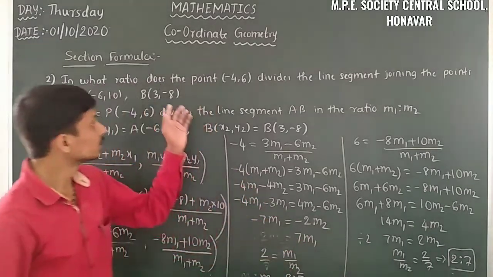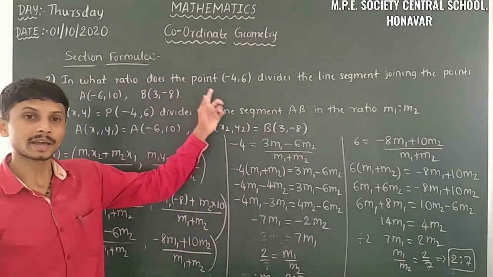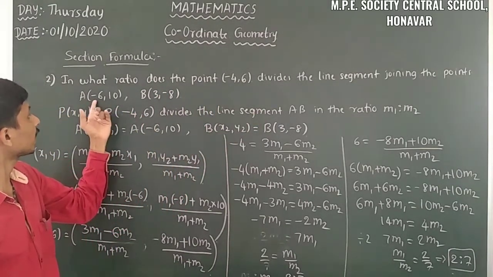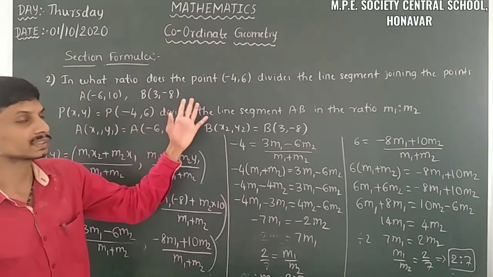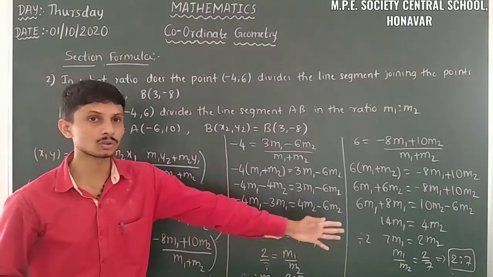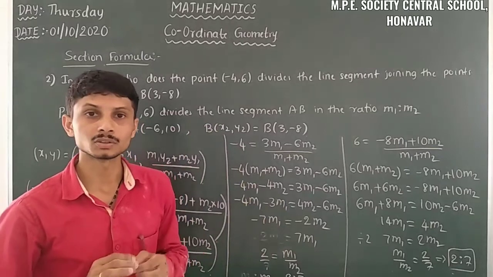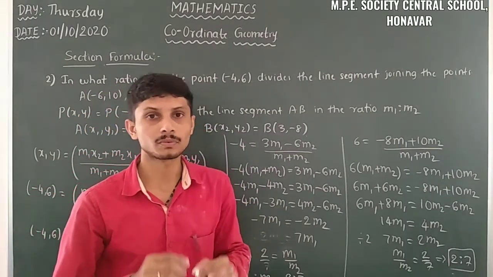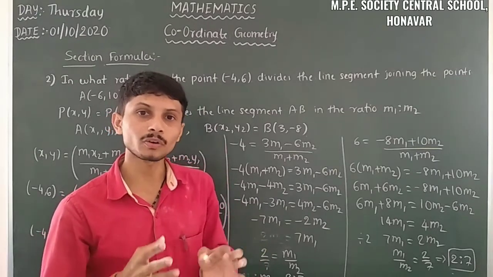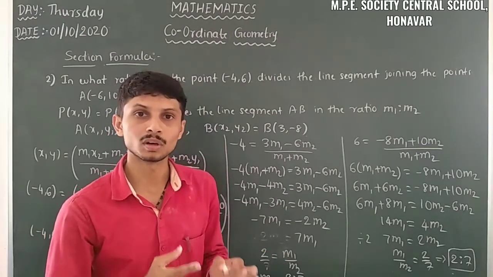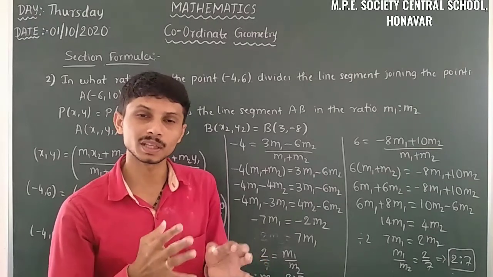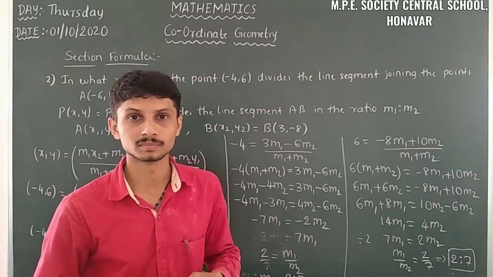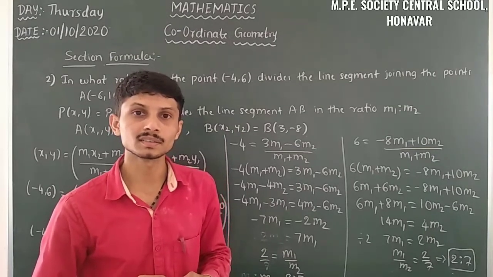That's why the point minus 4, 6 divides the line segment joining the points A of minus 6, 10 and B of 3, minus 8 internally in the ratio 2:7. So we found the answer from the section formula. So it is very easy to find the ratio in which a point divides a line segment. So let us take the next problem.